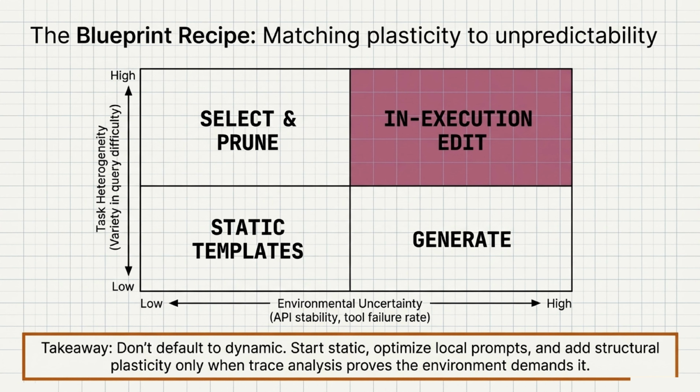How do you match plasticity to unpredictability? If task heterogeneity and environmental uncertainty are both low, stick to static templates. If tasks vary widely in difficulty, use select and prune or generate. If the environment is highly unpredictable with frequent tool failures, you need in-execution edit. The ultimate takeaway here is, don't default to dynamic. Start static, optimize your local prompts, and only add structural plasticity when trace analysis proves that the environment demands it.